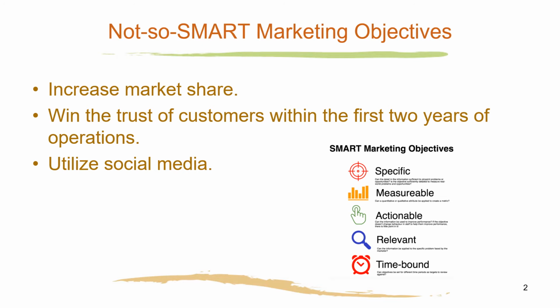Okay. The last one is utilize social media. Now, certainly we can tell did we or did we not use social media, so it's sort of measurable, but there is no time element. It's not specific at all, and it really could be a lot more measurable if we would put some specific quantifiable objectives to this. Okay, it's certainly relevant, it's certainly actionable, but it falls short in some of the other areas.